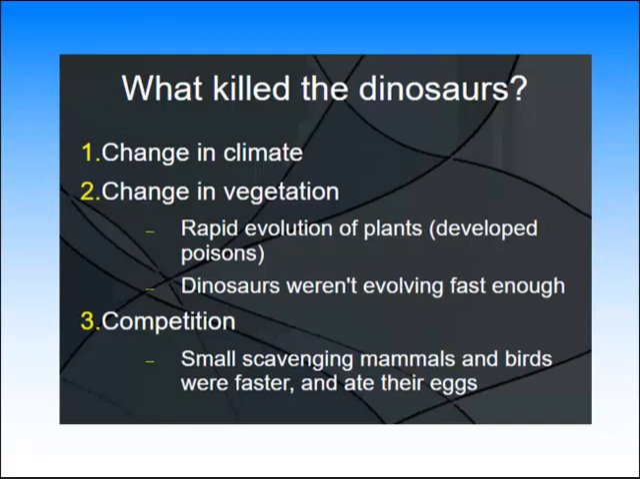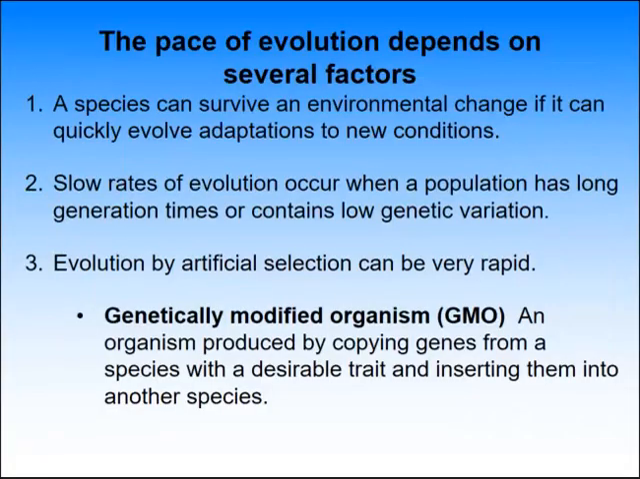Does any of this apply to the dinosaurs? Yes, yes, yes, yes, yes. That's the answer to that. So this is what killed the dinosaurs. Just saying. All right, here are important factors on whether a population goes extinct or carries on. So a species can survive if it can quickly evolve adaptations to the new conditions.